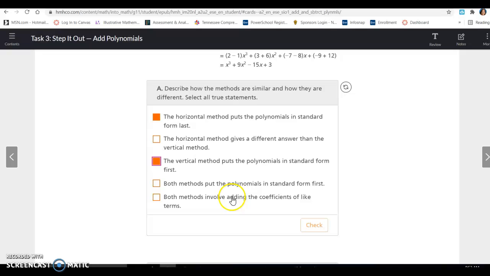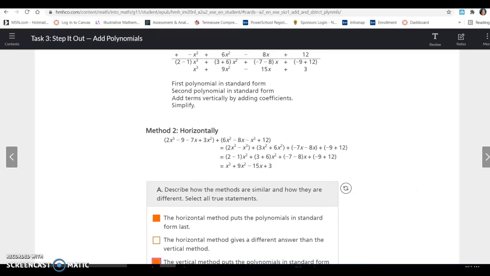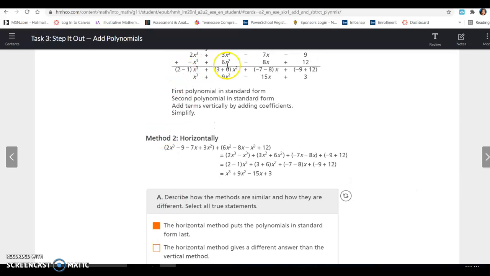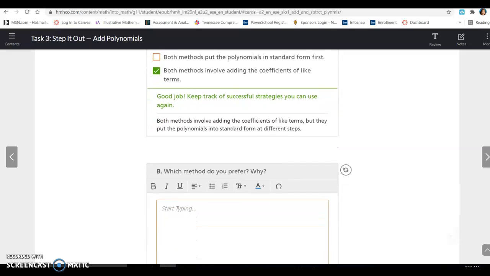And both methods involve adding the coefficients of like terms. Well, that is true. It didn't matter if it was vertically or horizontally. You can see that they did add the coefficients of those. So that one is also true. So there are 3 correct answers for that one.